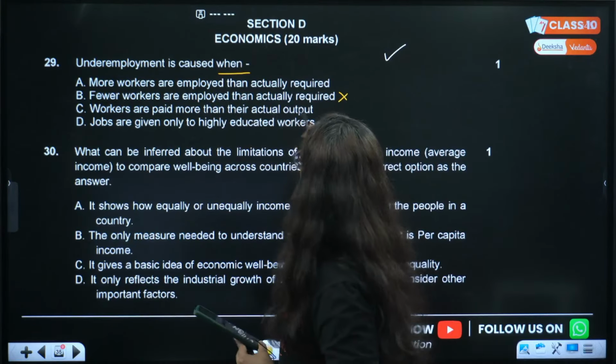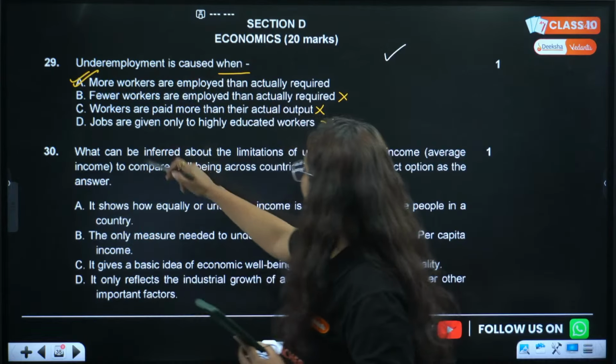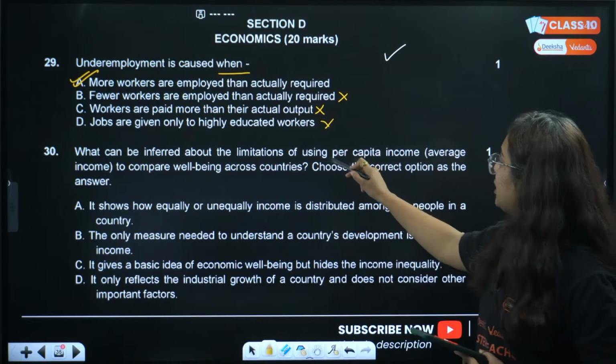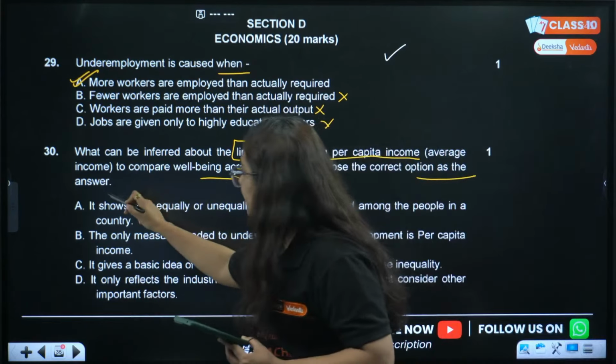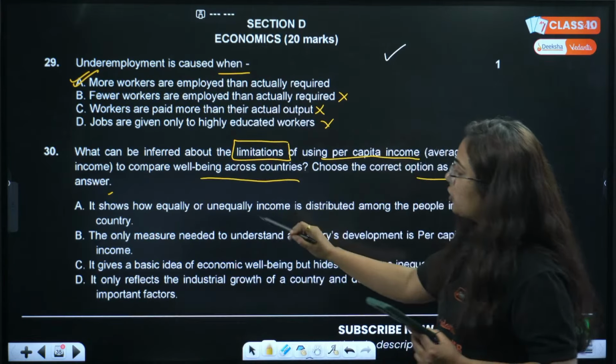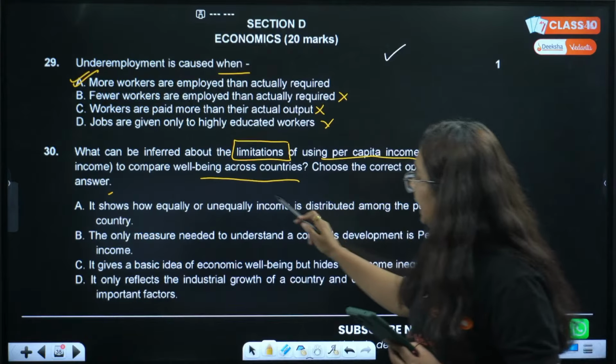Okay. Fine. Now coming to question number 30. Everyone ready? What can be inferred about the limitation of using per capita income? Okay, limitation. What is the question asking? Limitation. Average income to compare well-being across countries. Choose the correct option as the answer. Option A. It shows how equally or unequally income is distributed among the people in a country.